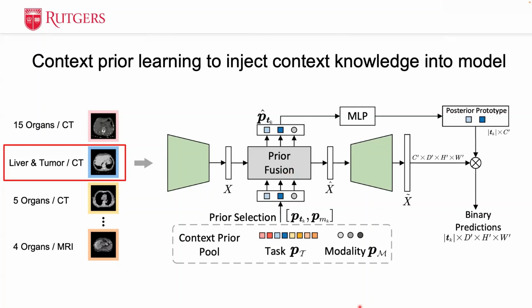Yes, I have a question about the binary predictions. Is this at the pixel level? Yeah, it's pixel level. So basically, the dimension of the output is the same as the image. Okay. And in the channels, we output multiple channels, one for each target.